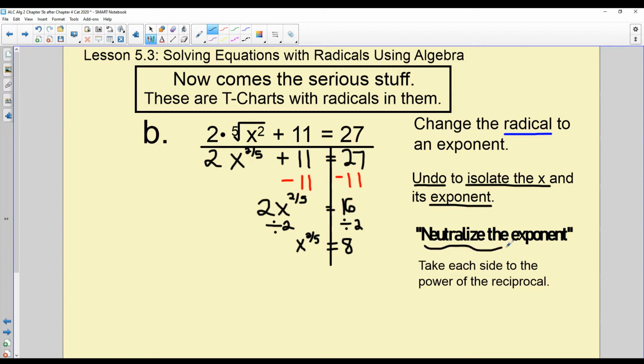Now we're going to neutralize it. We want this gone. We're going to take each side to the power of the reciprocal. So what is the reciprocal of 2/5? The correct answer is 5/2. So you're going to do that to both sides. And then you're going to put that in your calculator.